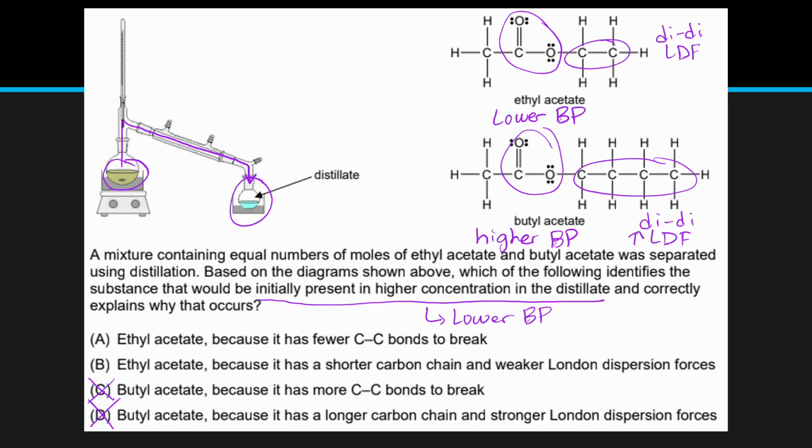B. Then we need to look at our reasoning. The first one says because it has fewer carbon-to-carbon bonds to break. While that is a true statement, it's not necessarily the reason why it has a lower boiling point. And B says because it has a shorter carbon chain and weaker London dispersion forces. And this is the important part here. So yes, it does have a shorter carbon chain, which is also fewer C to C bonds. However, this one says it has weaker London dispersion forces. So B would be a better answer than A.